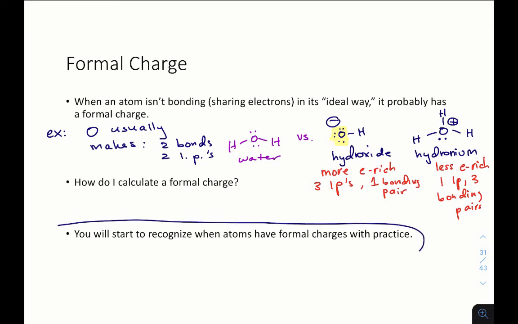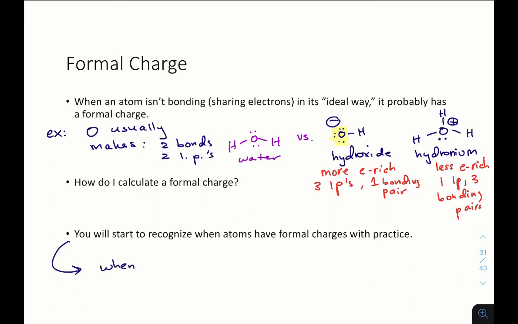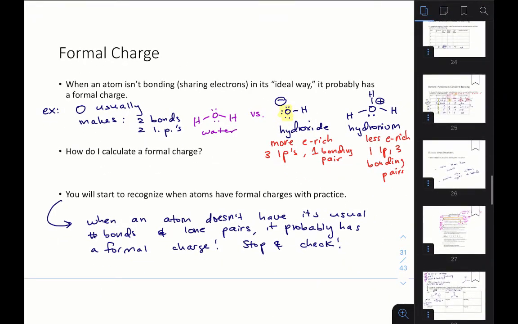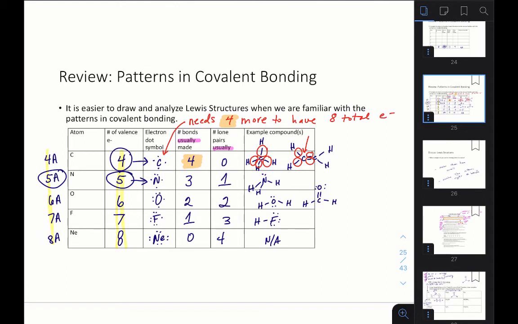You will recognize that atoms have formal charge with practice and by looking for patterns. When an atom doesn't have its usual number of bonds and lone pairs, it probably has a formal charge, and you should stop and check. This underscores, once again, the importance of familiarizing yourself with the regular patterns in covalent bonding that we've been discussing.